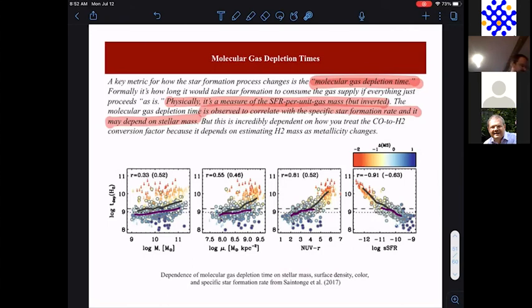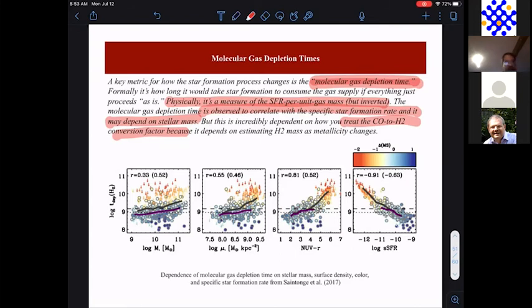Again, these are some very nice plots from the xGASS survey, from Saintonge 2017. What you can see is that there's an apparent correlation between the depletion time of molecular gas and the stellar mass, and a very strong, albeit correlated axes, anti-correlation between the depletion time of molecular gas and the specific star formation rate, such that galaxies that have a higher star formation rate relative to their stellar mass also have a higher star formation rate relative to their gas mass. The details, especially of this relationship, depend very sensitively on how you treat the CO to H2 conversion factor, because remember that stellar mass also drives changes in metallicity, and we expect the CO to H2 conversion factor to change as a function of metallicity.